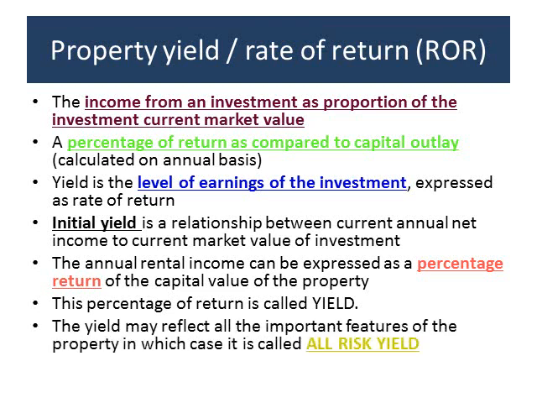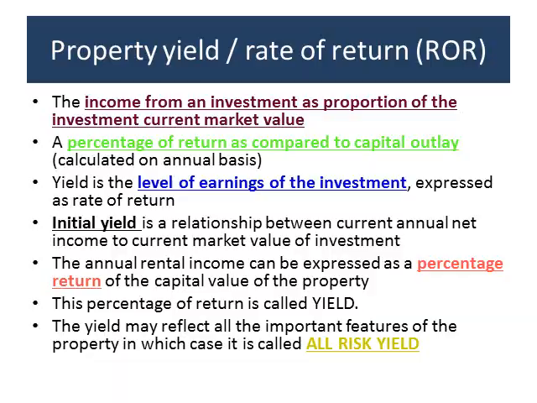Actually it is repeating the same things, to make it clearer what yield or rate of return is. The yield may reflect all the important features of the property, in which case it is called all risk yield. This is the common yield that we are going to use in property. An all risk yield takes into consideration all of the factors, and also risk. So we call it all risk yield.